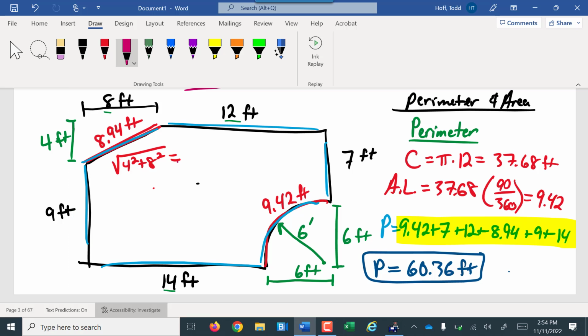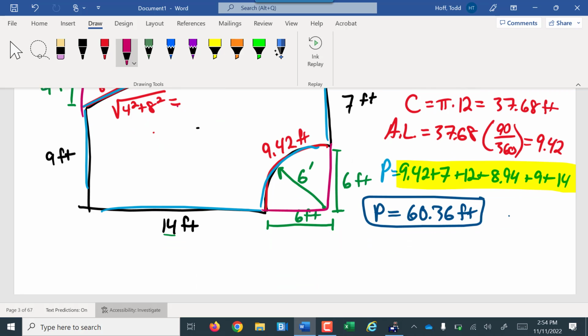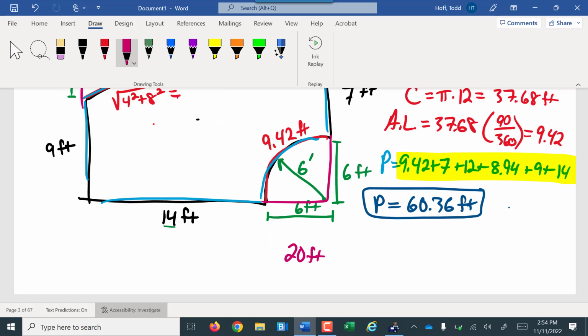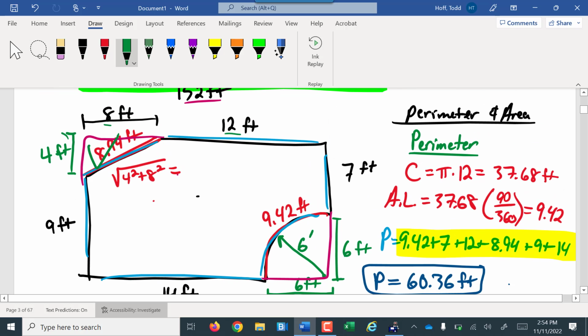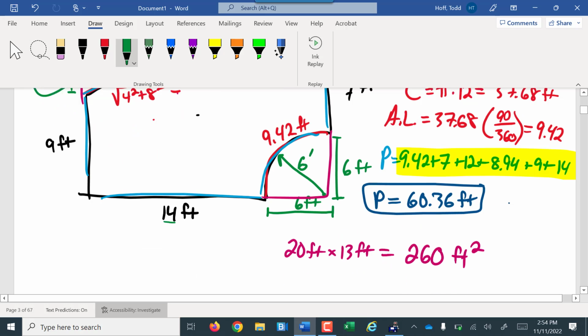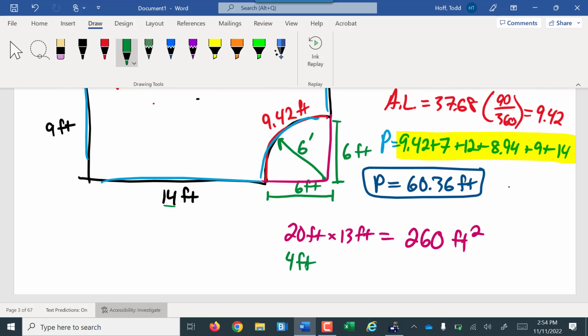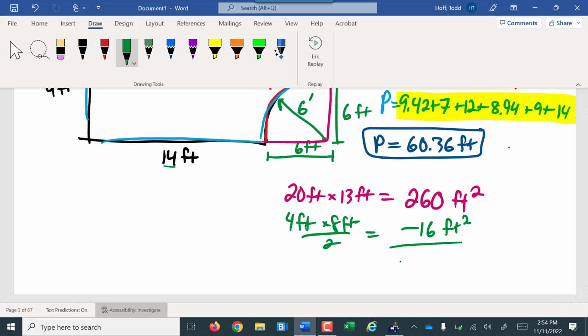Exactly. So we're going to find one big rectangle, this big rectangle here. So that's going to be 20 by 13, right? So 260 square feet is the whole thing. And then if we subtract out this triangle here, it is 4 by 8. 4 times 8 divided by 2 gives us 16 square feet. We subtract that. So it's 244 square feet.